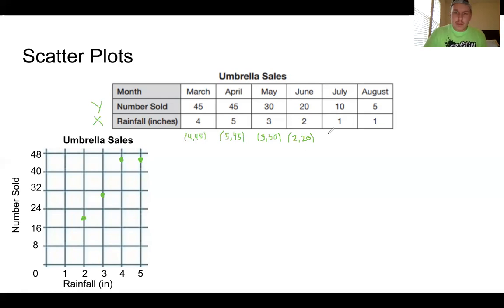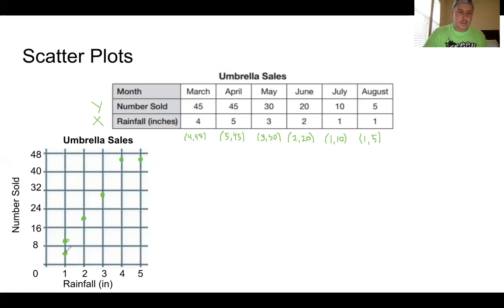Next one is 1 comma 10. Again, when I see a table, I always like to make sure that I make my ordered pairs. Nice little step for you to do to make sure you're staying organized. 1 comma 10. So I'm noticing as the rainfall is starting to get lower, my number of umbrellas are also getting lower as well. And then we have one more where we only had one. This might have been done in Texas. It seems like we don't get very much rain in August or July. So 1 comma 5, that dot would be right around here.